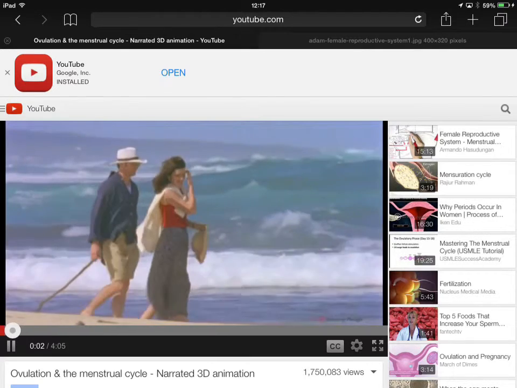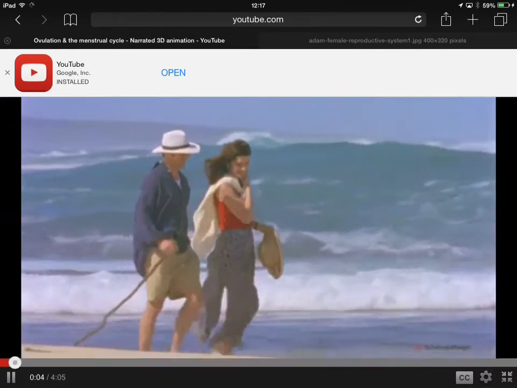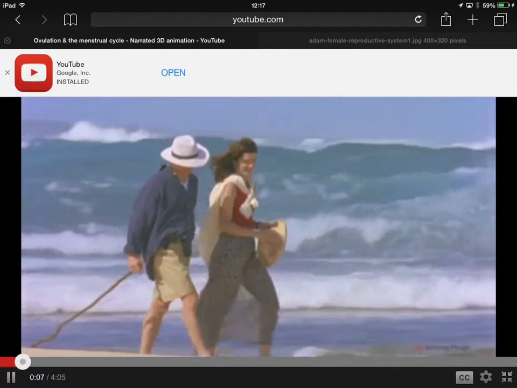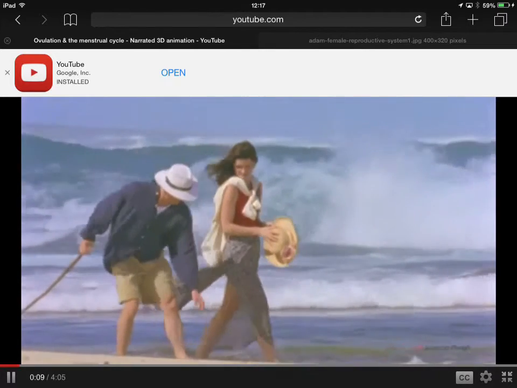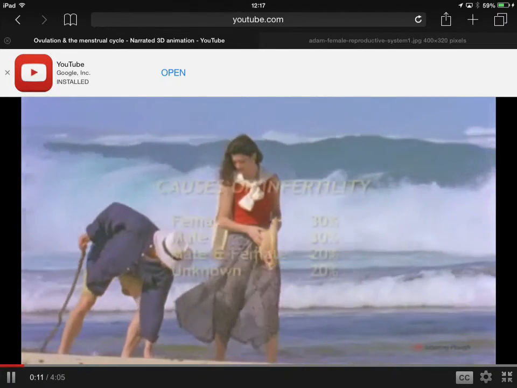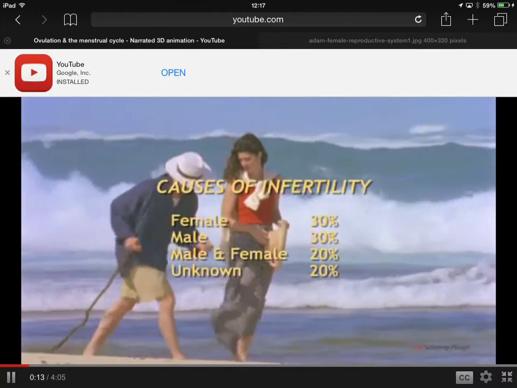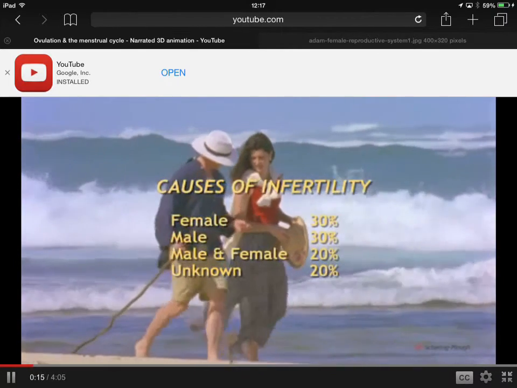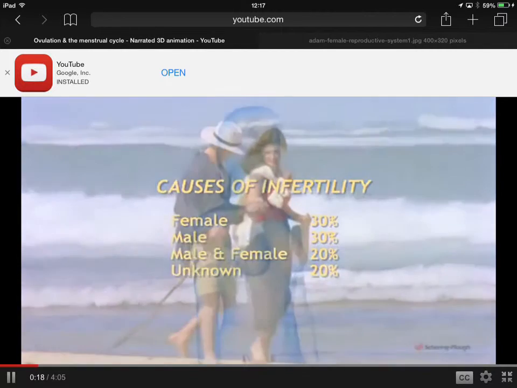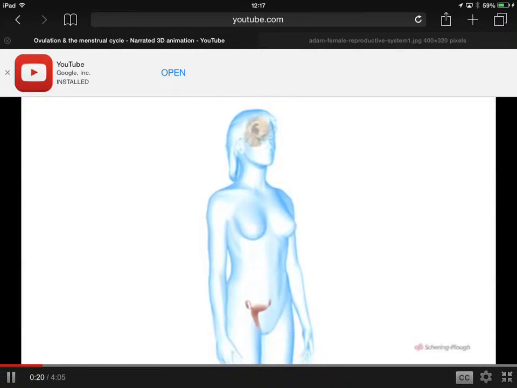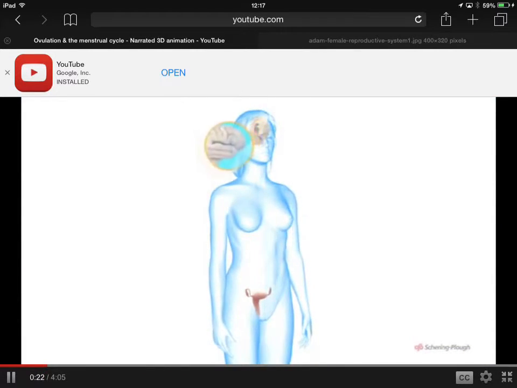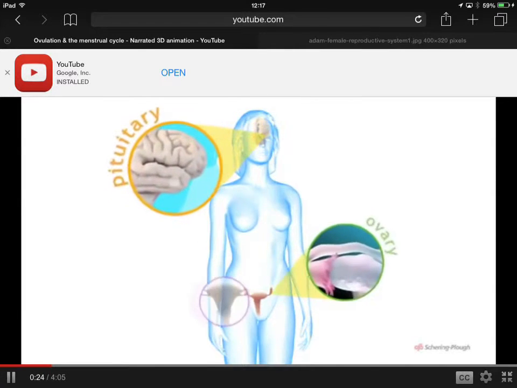To understand the various ways that medical science can assist reproduction, it is important to understand how the reproductive system functions in both sexes, because the cause of infertility often lies equally with both men and women. The main players in the female reproductive cycle are the pituitary gland, the ovaries, and the uterus.